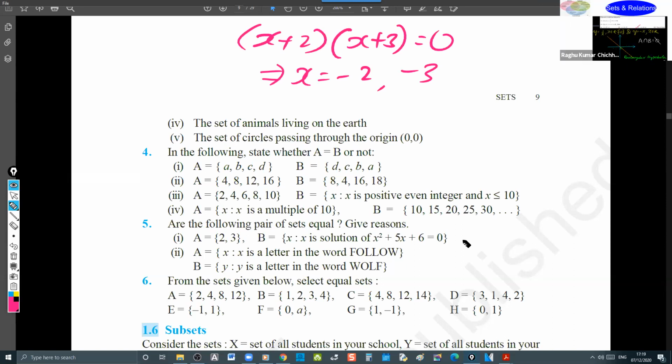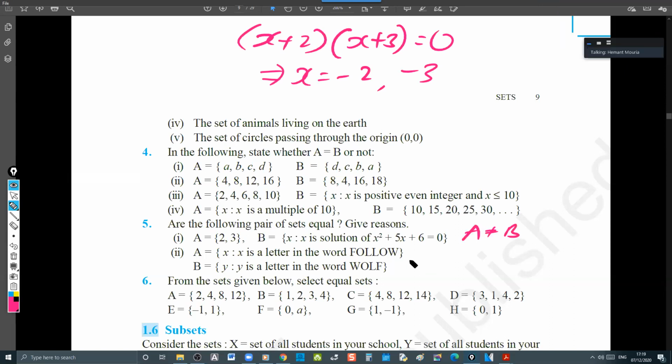Come on, tell me next. X is a letter in the word follow. So F, O, L, and W. B, Y is a letter in the word wolf. So both are equal.